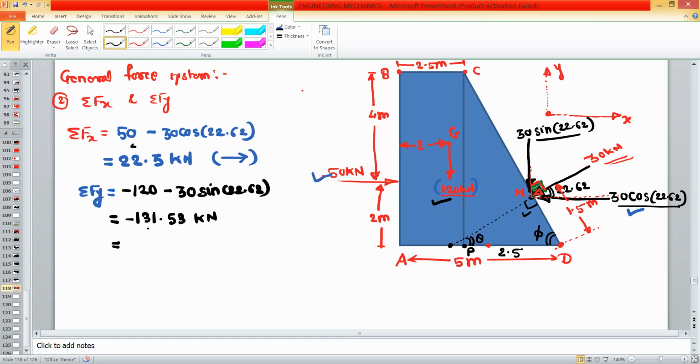And this minus means what? It is negative Y direction. So we can write this value as 131.53 kilonewton, and direction is negative Y direction. So this is the representation. Okay. So now by observing this summation Fx and summation Fy, we can decide the quadrant, whether it is first quadrant, second, third, or the fourth quadrant. Okay. So can you tell me what is the quadrant of the resultant?